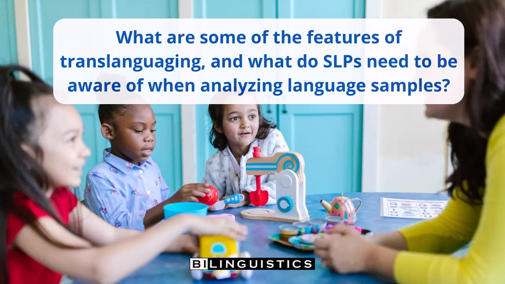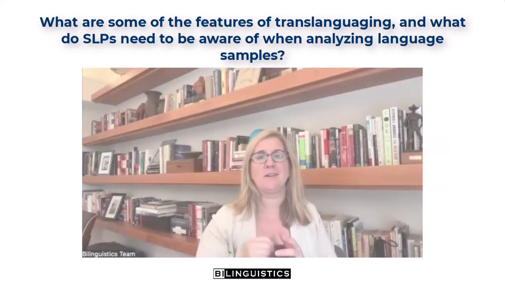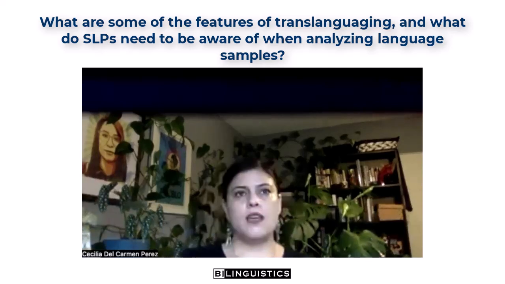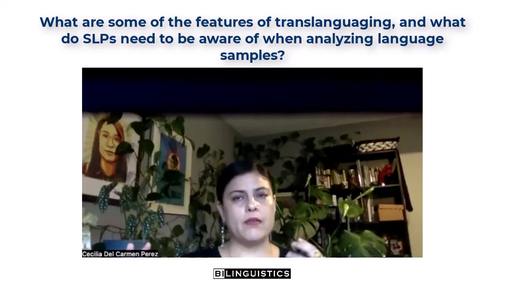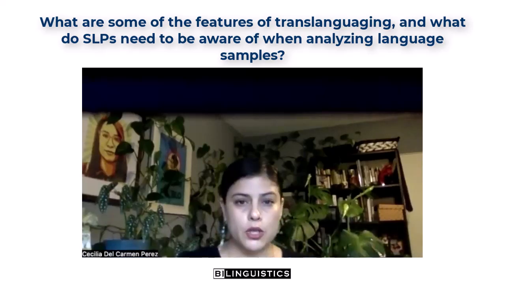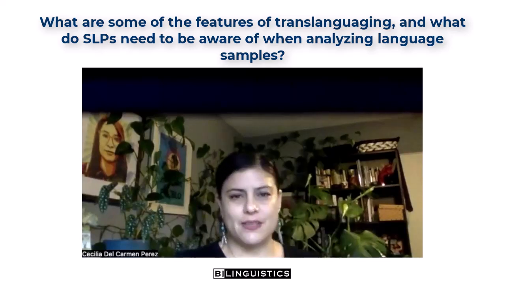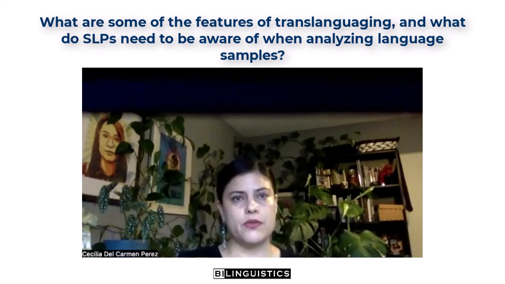What are some of the features of translingual practice or translanguaging, and what do speech language pathologists need to be aware of when analyzing language samples? Translanguaging has often been confused for code switching, and what translanguaging says is that multilingual children are constantly aware of their environment and pulling in social cues to make meaning, make sense of the world, and then externalize some level of communication depending on what the situation calls for, what the social context calls for.